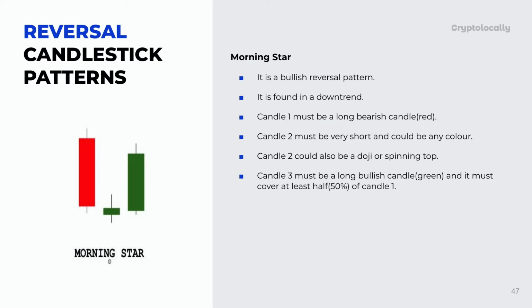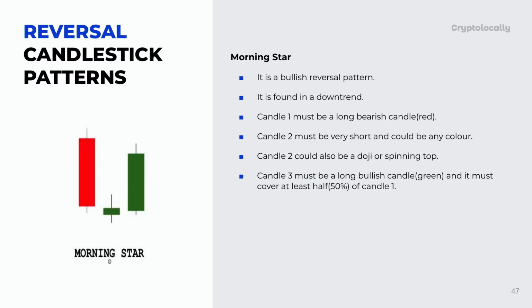But remember, the third candle must be bigger than 50% of the red candle. So this candle must be more than 50% of the first candle. Do you understand? So when you see a morning star, you must see a big red candle, then a small candle. It could be a doji and it could be a spinning top, and it can be of any color. The next one must be a green strong candle too. It can be the same size as the first candle, but it must not be less than 50%. It must be more than 50% of the red candle. So it is a bullish reversal pattern. When you see it in a downtrend, it means the price is about to go up.